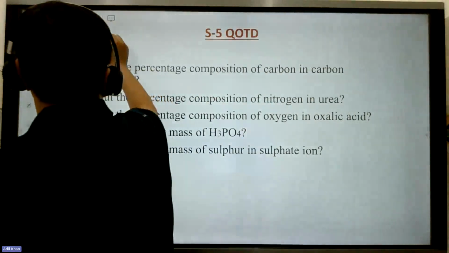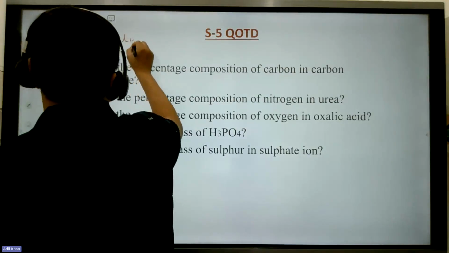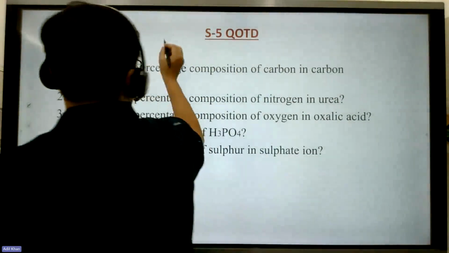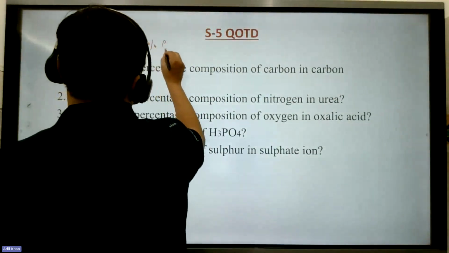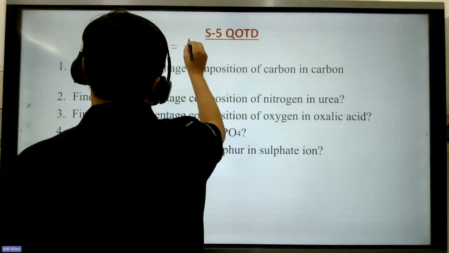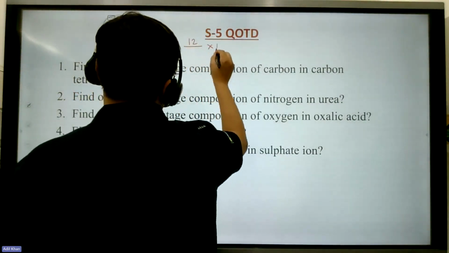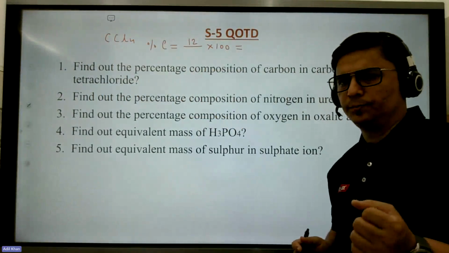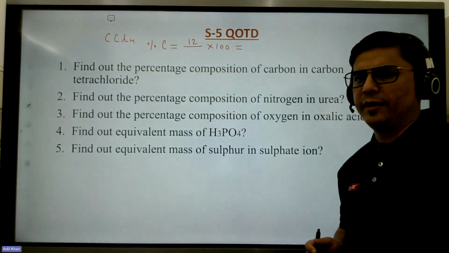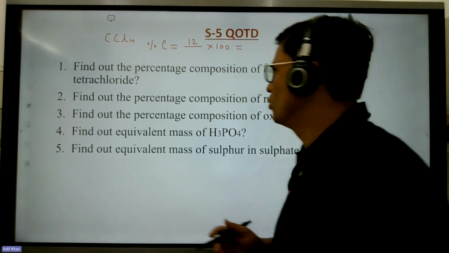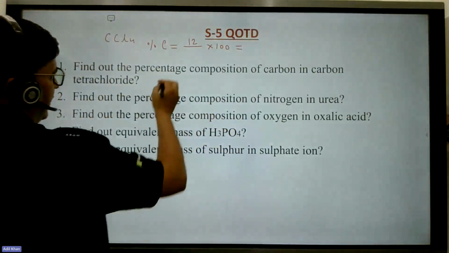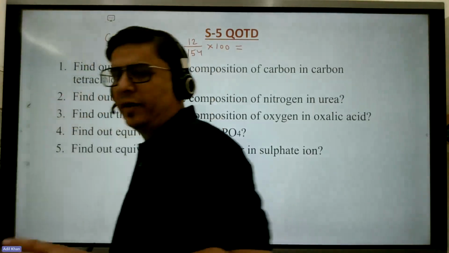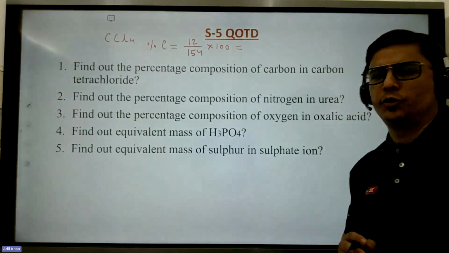So carbon tetrachloride, you know the formula is CCl4, where carbon atomic mass is 12, chlorine is 35.5 or 35, you can take it. So percentage composition we have to find out of carbon. The formula is mass of the element by total mass into 100. So mass of the element is 12. Why? Because it is carbon. So carbon tetrachloride, so 35 into 4, 70, 140. So close to how much it will give? It will give you around 154 if I am taking 35.5. So 12 by 154 into 100, we are calculating the percentage composition of carbon from here.